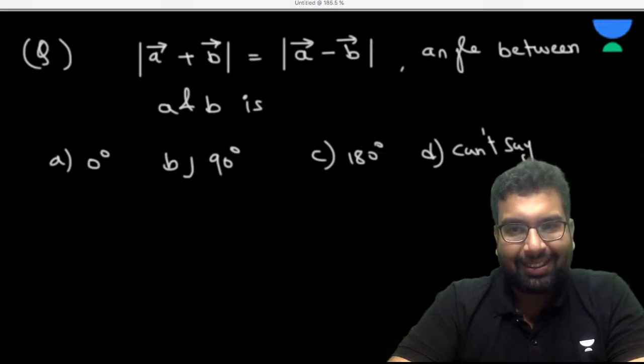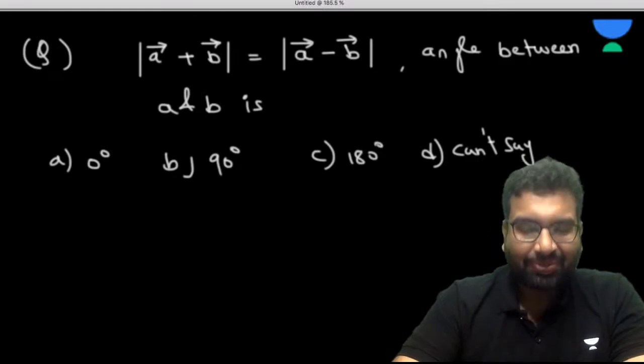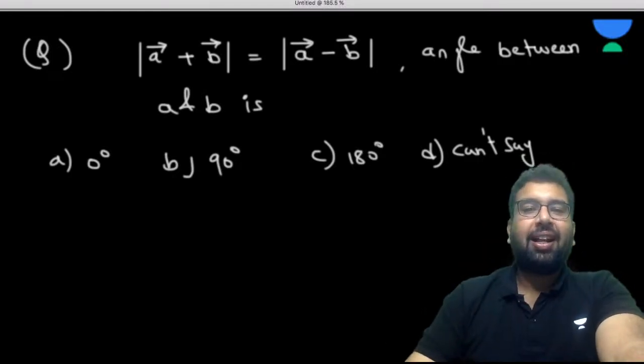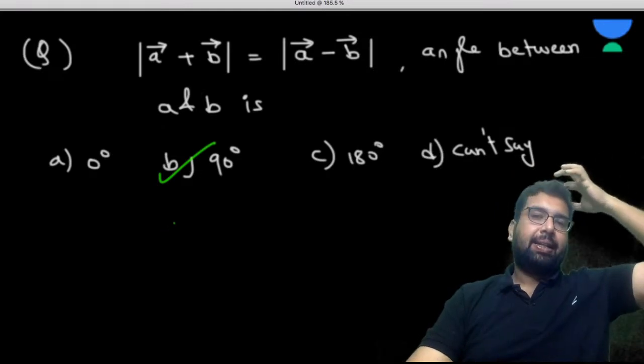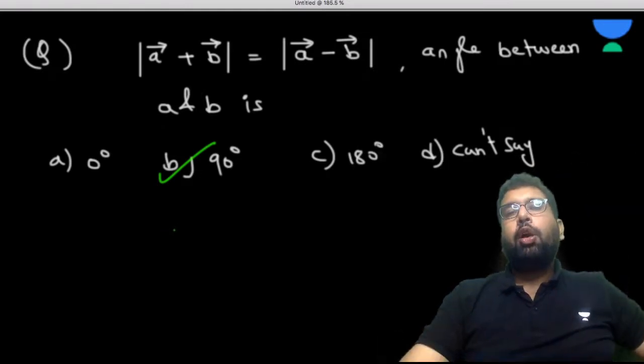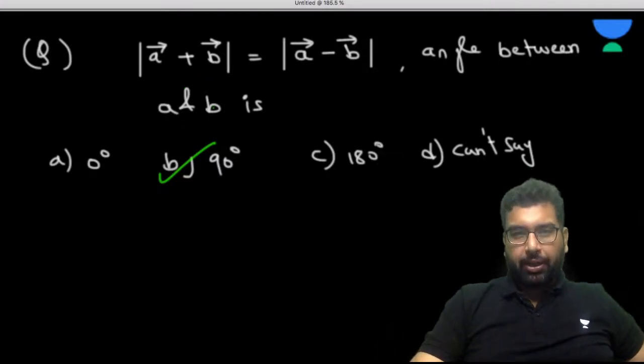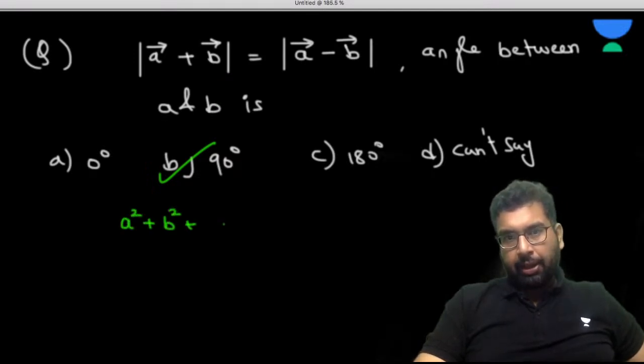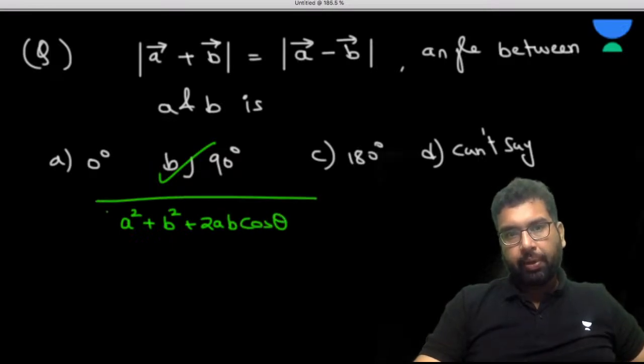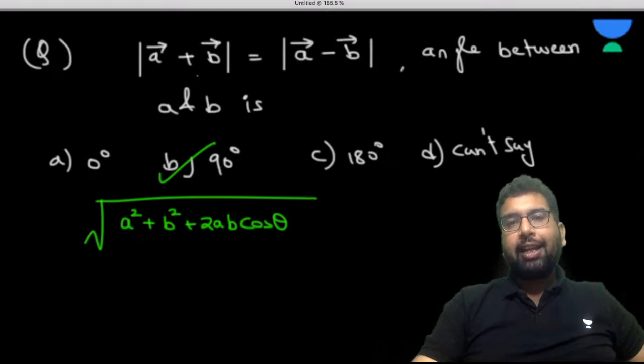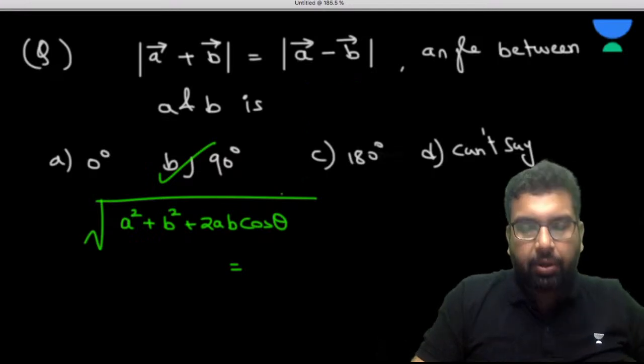So, A, you change your option. Your initial answer was correct only. Please understand this. Now, when I write the magnitude of vector A added to vector B, do you agree that this is going to be root of A square plus B square plus 2AB cos theta, where theta is the angle between A and B? And if I write the magnitude of A minus B, very good, Anurag.